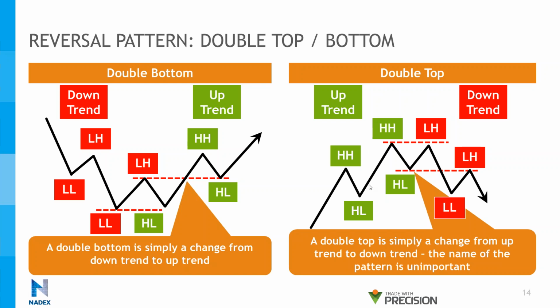We have an uptrending chart right here with higher highs and higher lows, and once again we are just looking for the first lower high in this uptrend. Once the lower high is in place, we can anticipate the first lower low. Again, the double top structure is simply a change from uptrend to downtrend. We're not necessarily concerned with the pattern names. We're just looking for those changes in trend and in the price action, which help us navigate a trending market.